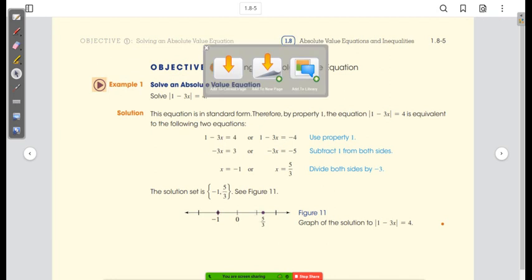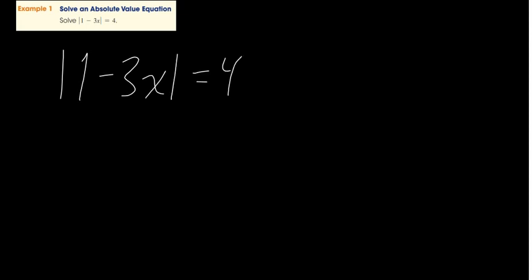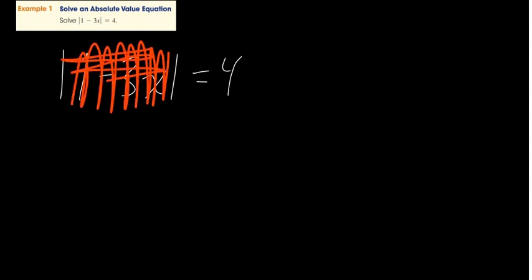Okay, so this one is starting out as an equal sign. Let's think about this intuitively. Let's rewrite this: 1 minus 3x is equal to 4. Just think about this intuitively. It doesn't matter what is in there right now.